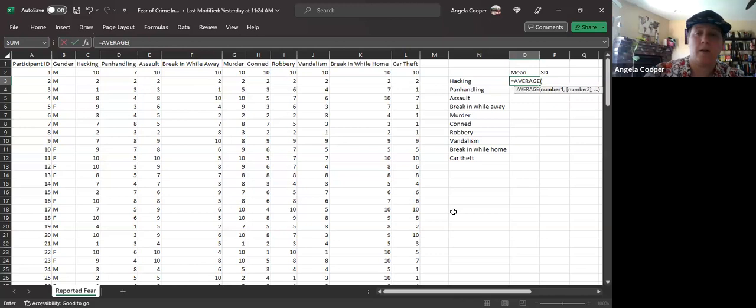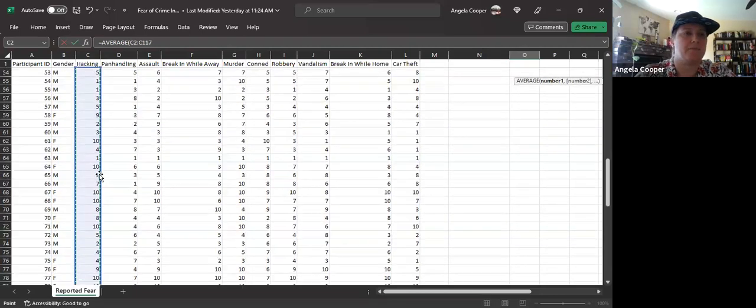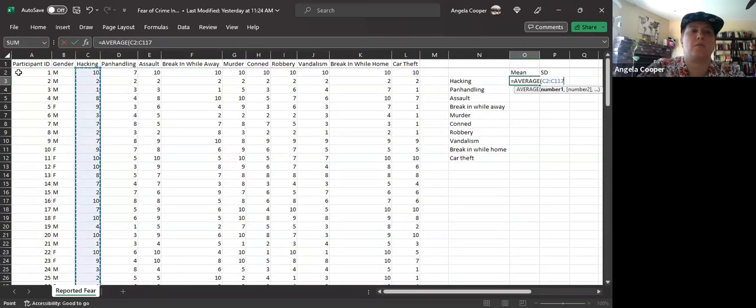Then I hit tab just to get that to pop up. And now I'm just going to select all the numbers for hacking, all of the participants' responses to their fear levels of hacking. And just like last time as well, each row represents one person.